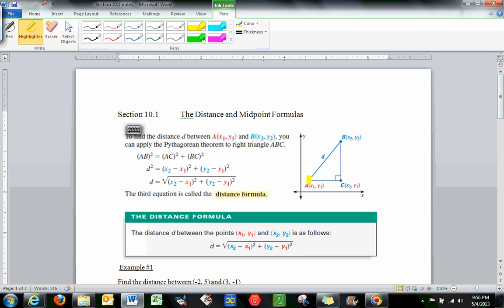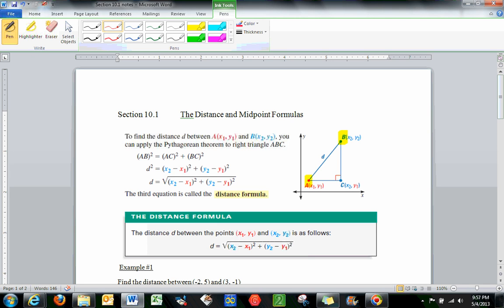So if we look at the coordinate plane, we can see point A and point B, and of course we can represent those with an X and a Y coordinate. Now, to make them different, we use these little subscripts of 1 and 2, so we can say X1 is different than X2, and that keeps them a little bit separate for us.